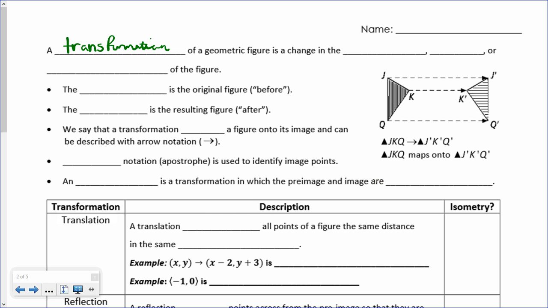A transformation. I'm going to try to write in cursive so that it doesn't mess up the board. Handwriting might be messy. A transformation of a geometric figure. Figure is another word for like a segment or a shape or something. It's going to change the position, size, or orientation of the figure.